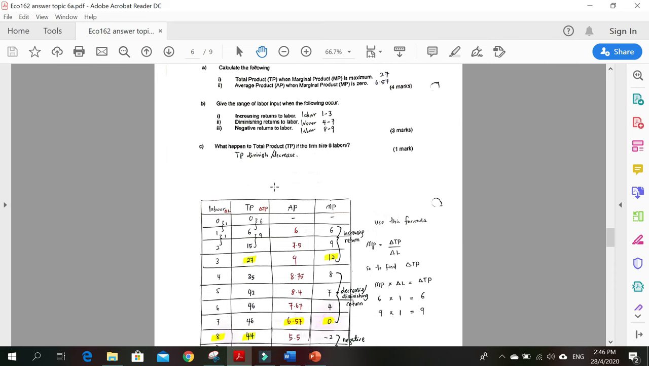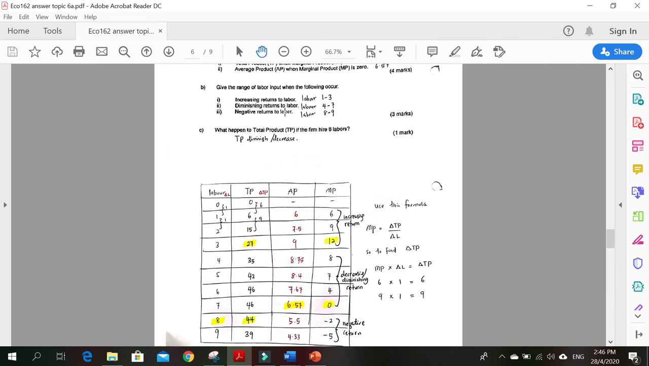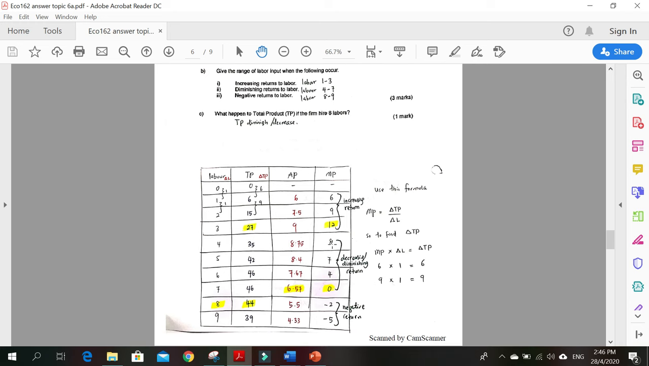Diminishing return berlaku bila marginal product start turun. So marginal product decline, 8 turun kepada 7, kepada 4, kepada 0. Inilah kita panggil decreasing atau diminishing return. So masa tu berapa labor? Daripada labor ke-4 sampailah labor ke-7. So range of labor from labor 4 to 7.